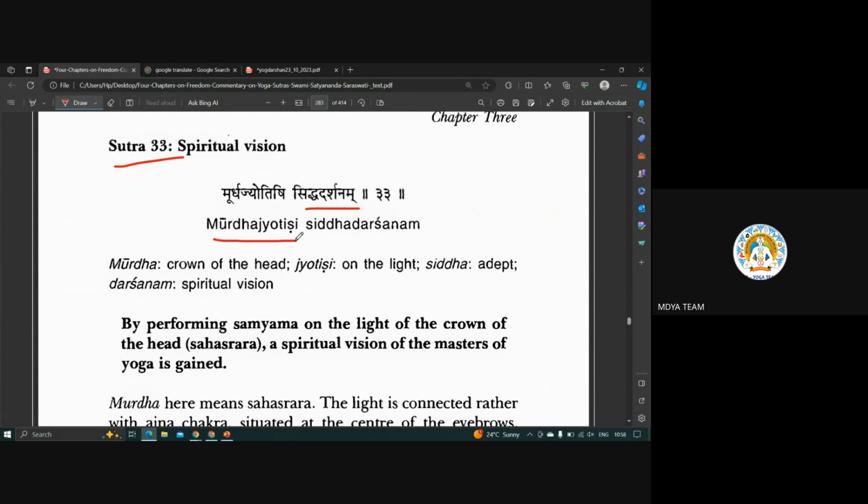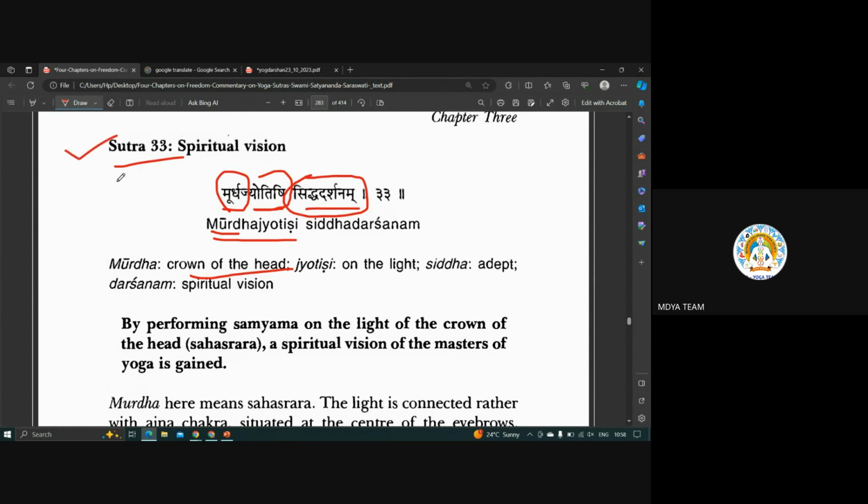By focusing on the Murdha Jyotishi. Murdha means the crown of the head, with the Agya Chakra and the Sahasrara Chakra. The Sahasrara Chakra is the place of the Murdha. Murdha Jyotishi means the luminous light of the Sahasrara Chakra, the hundred-petal-like structure there. If a yogi does Samyama on that, then he will be able to interact with those special Siddha Purusha.